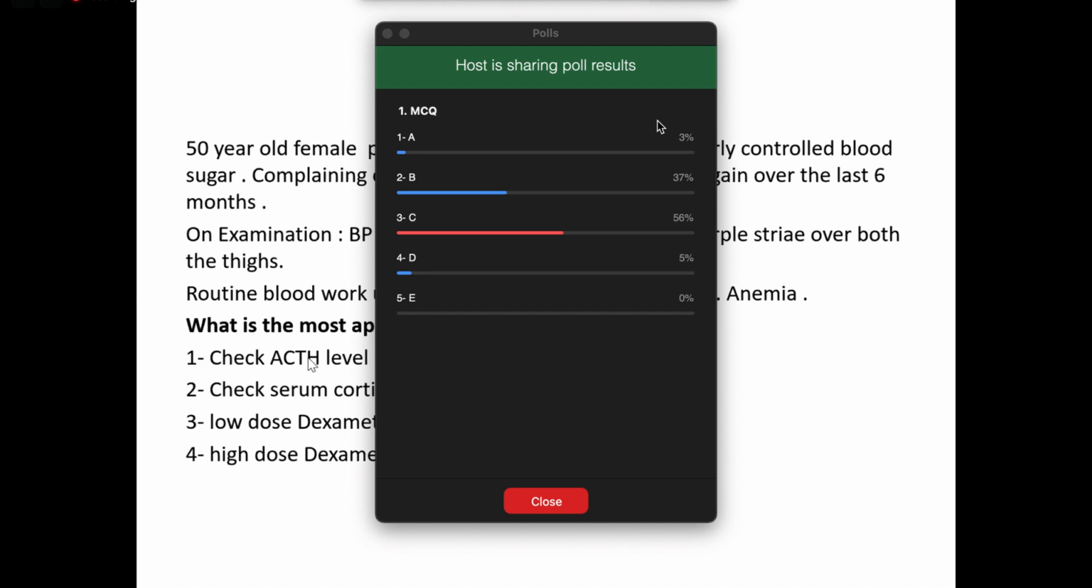Okay, so about 56% answered low dose dexamethasone test, which is true. This patient presented with symptoms and signs suggestive of Cushing, so we have to do a screening test for Cushing, which is the low dose dexamethasone suppression test.